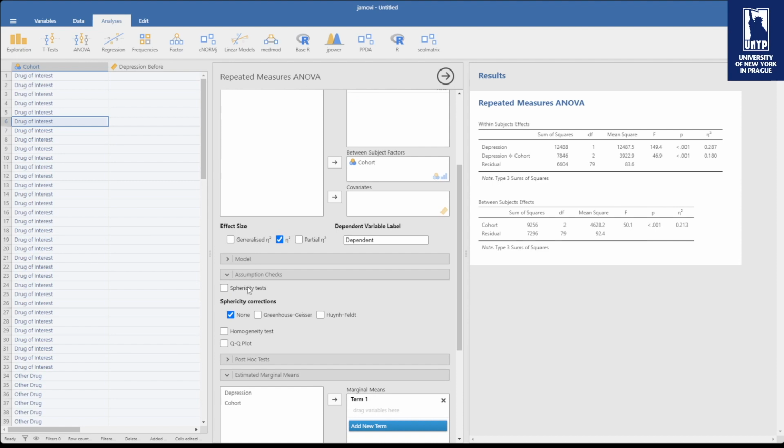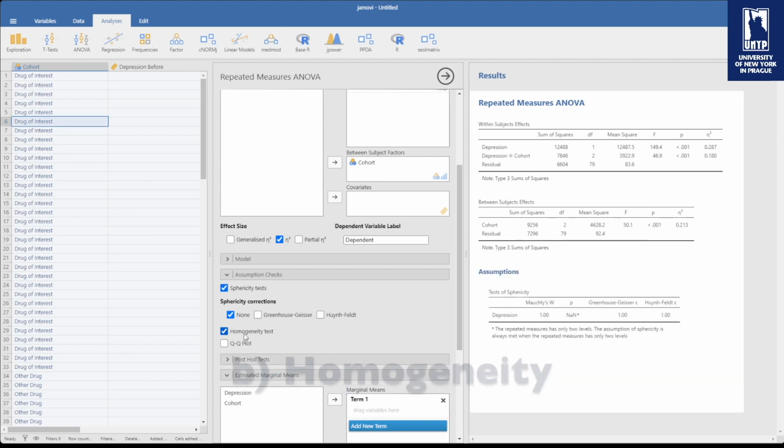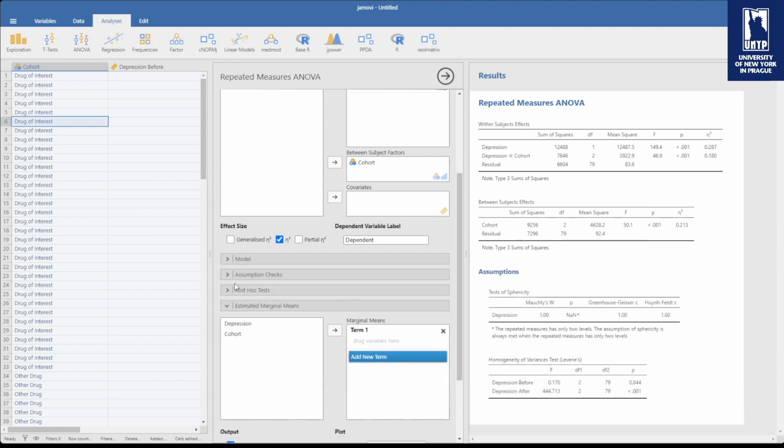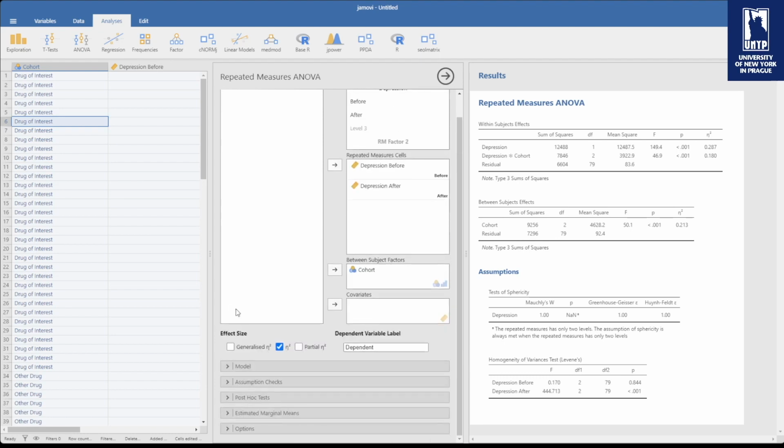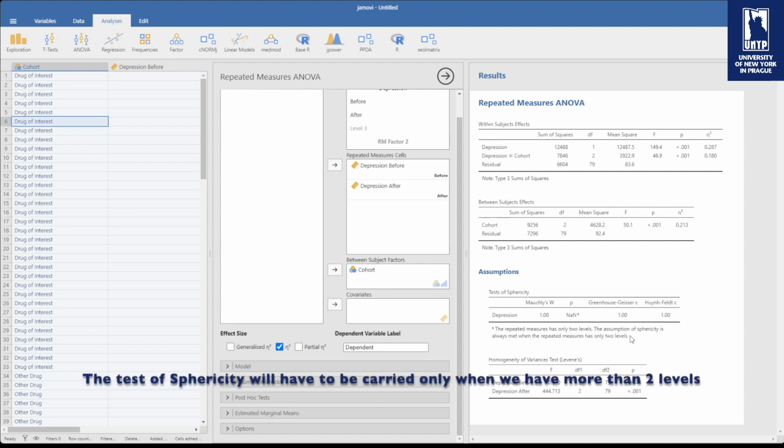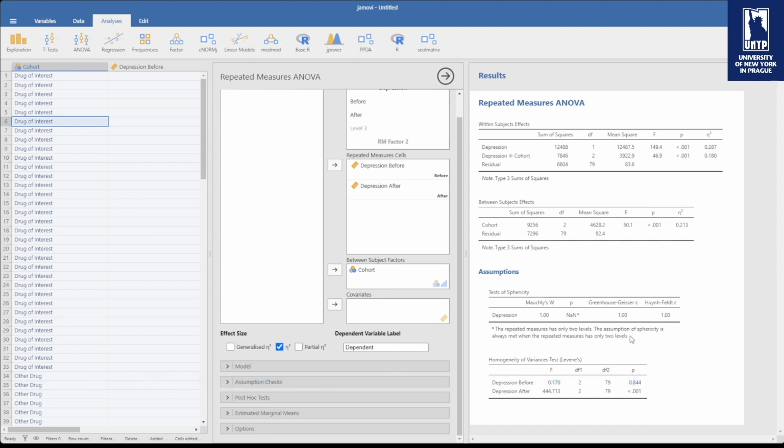We click on sphericity, we click on homogeneity. And here we have 1. Why do you think we have 1? Well, I mean, it's written right here. The reason for this is that the test of sphericity is only carried out when we have more than 2 levels. Otherwise, it's always met. So in this case, we have before and after. We do not have a midpoint.